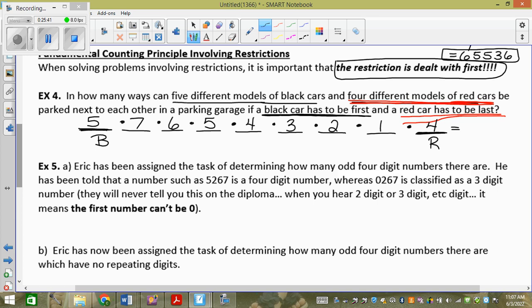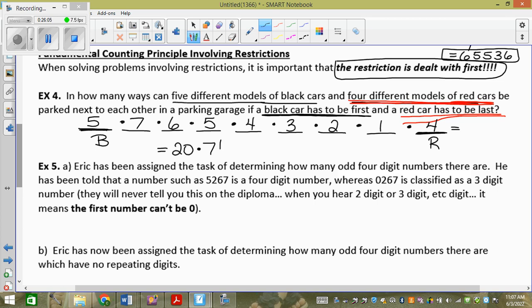So we have 5 and 4. 5 times 4 is how much? 20. So I can do this. I could go 5 times 7 times 6 times 5 times 4 times 3 times 2 times 1 times 4. Enter. Boom. Get an answer. I could absolutely do that. We agree? Or I can go 5 times 4, which is 20, and then I multiply by 7 factorial.